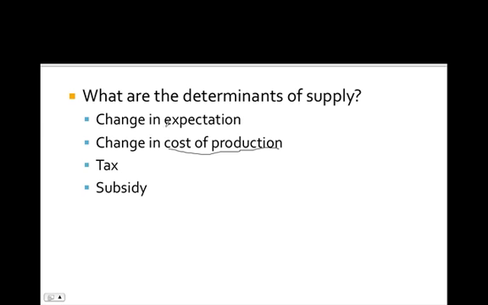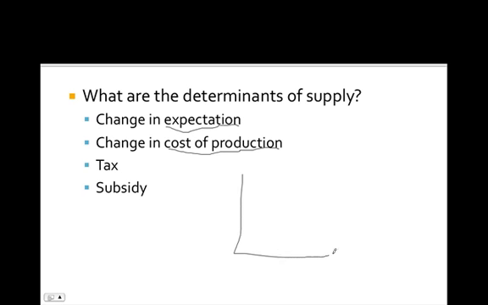Change in expectation. So it's coming up on Easter. You expect that you'll sell a lot of candy eggs based on what you did last year. Are you sure the demand is there? No. Everyone might want fresh carrots this year because of a health craze, but that would be the expectation based on years past. A tax.